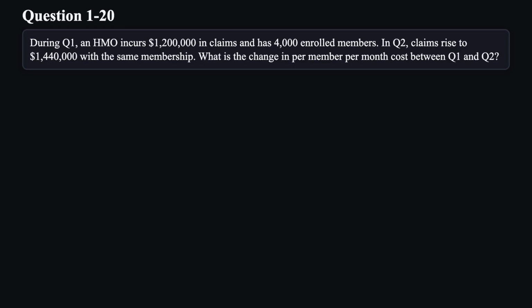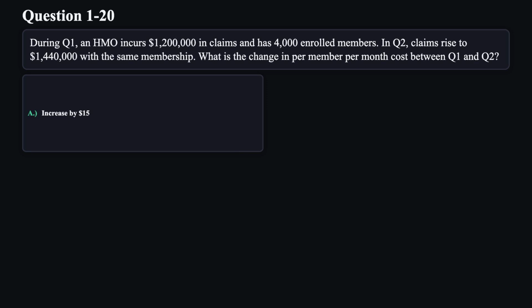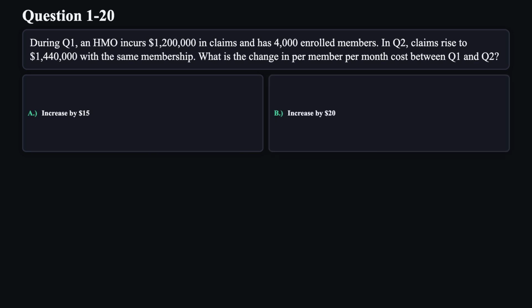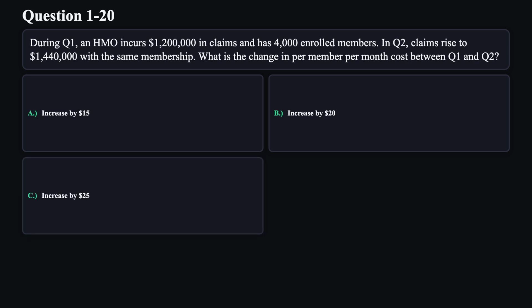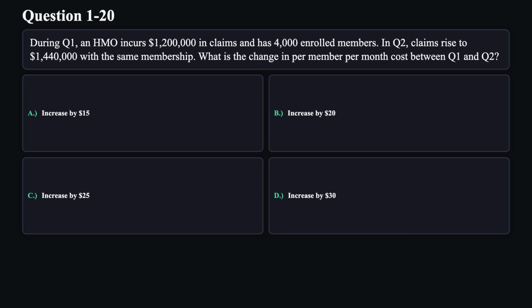Question 20. During Q1, an HMO incurs $1,200,000 in claims and has 4,000 enrolled members. In Q2, claims rise to $1,440,000 with the same membership. What is the change in per member per month cost between Q1 and Q2? A. Increase by $15. B. Increase by $20. C. Increase by $25. D. Increase by $30.